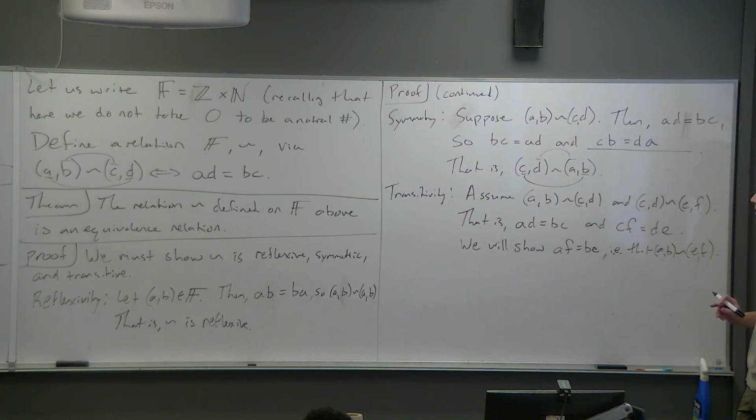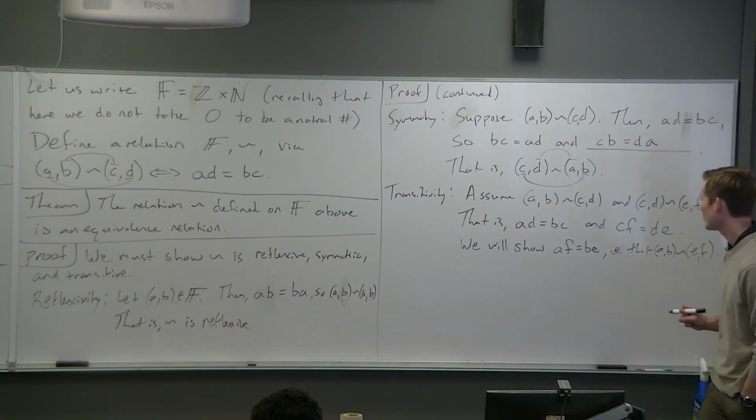Okay, how can we do this? Feels kind of tricky. What would you do? You want AF equals BE. What would you do? Anyone got an idea? Solve for C and plug it in.